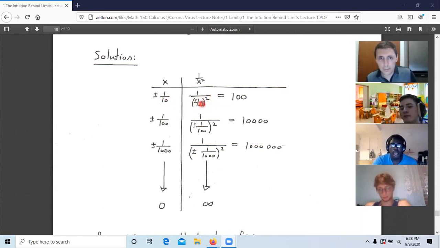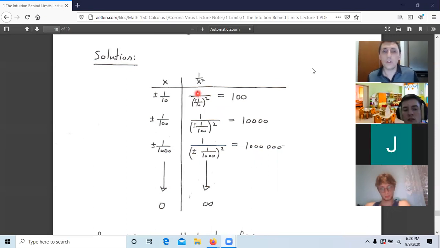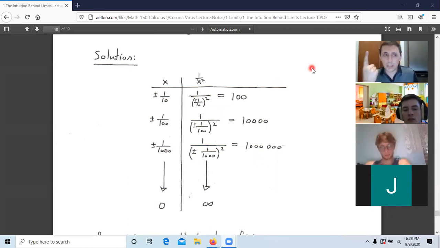So squaring this number will give us 1 over 100. Now, what is division? When you take 12 apples and divide by 6 kids, each kid gets 2 apples, correct? That's what you report. When you say 12 divided by 6 is 2, you are saying how many apples per 1 kid, correct?